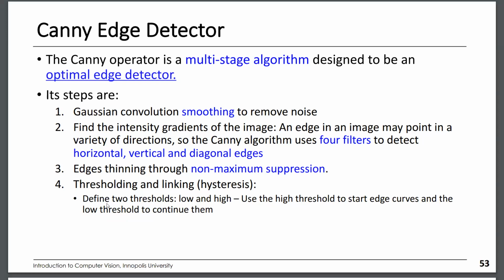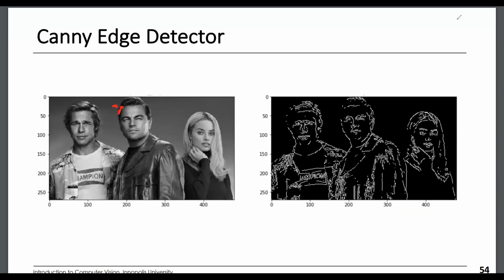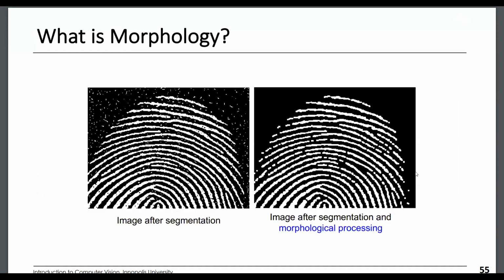Thresholding and linking. They define 2 thresholds, low and high, and they use the high threshold to start edge curves, and the low threshold to continue them. This is how they link the different edges. So we take an example of how this algorithm works on this image. It works very well, but you see here, for example, when we have small changes between this and this, the blurring at the start takes away these kinds of details. So you end up with something like this, right?